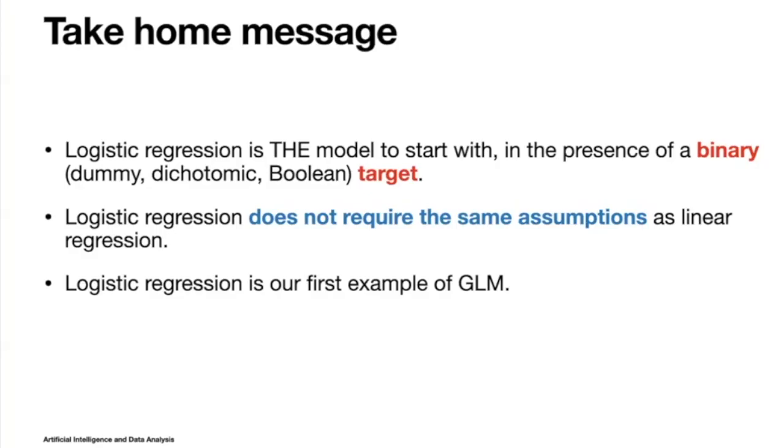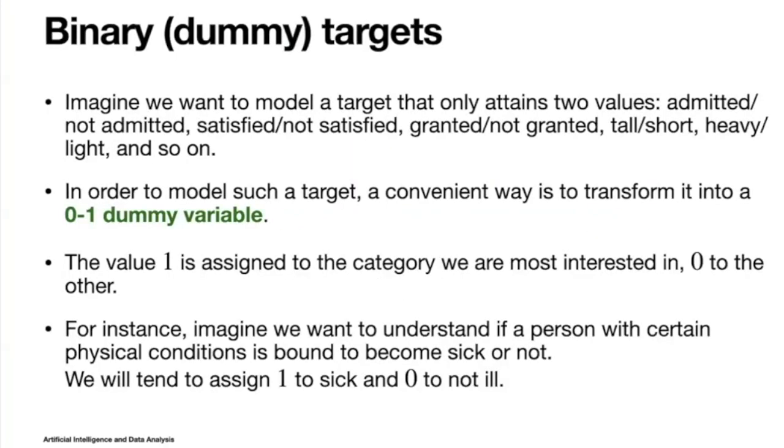Why? Because first of all, we will drop the assumption of normality of the target, because obviously if I have a categorical binary target, it cannot be normally distributed. I will also drop the idea that the mean of my target can be expressed directly with a linear predictor. We will need to introduce some function g that links the mean and the predictor. What is a binary target?